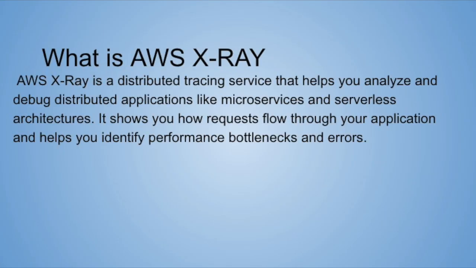So AWS X-Ray is a distributed tracing service that helps you analyze and debug distributed applications like microservices and serverless architectures. It shows you how requests flow through your application and helps you identify performance bottlenecks and errors. So you can think of it like an X-ray for your application. It lets you see inside and trace a single request as it travels through API Gateway, Lambda functions, DynamoDB, external APIs, and more. Instead of guessing where problems are, you can see exactly which service is slow or failing.